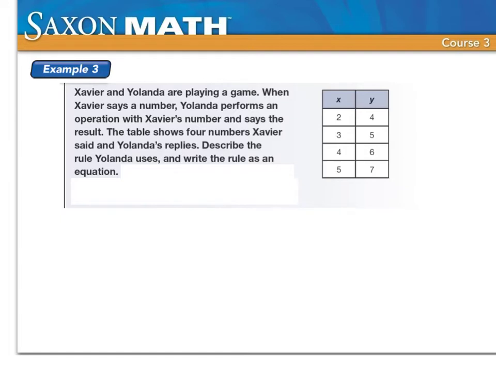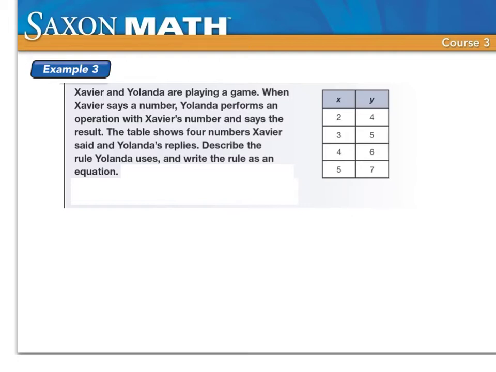And we're on to example 3. Example 3 says Xavier and Yolanda are playing a game. When Xavier says a number, Yolanda performs an operation with Xavier's number and says the result. The table shows 4 numbers Xavier said and Yolanda's replies. Describe the rule Yolanda uses and write the rule as an equation.